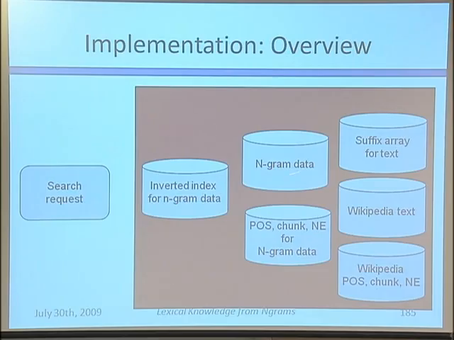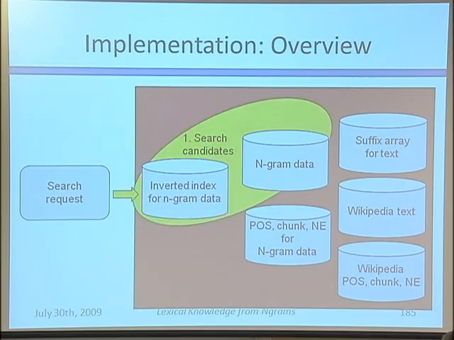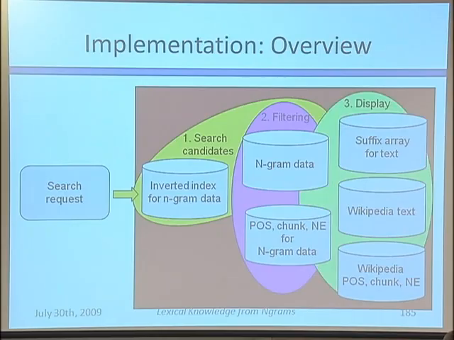So the easiest way out is to build the inverted index for this Ngram. Suppose when a user specifies a search query, the first task is to get the potential search candidates from these two data. After getting some potential candidates, our next task is to do the post filtering, in which we remove all the candidates which do not belong to a particular part of speech or named entity. And finally, we display the results to the user.